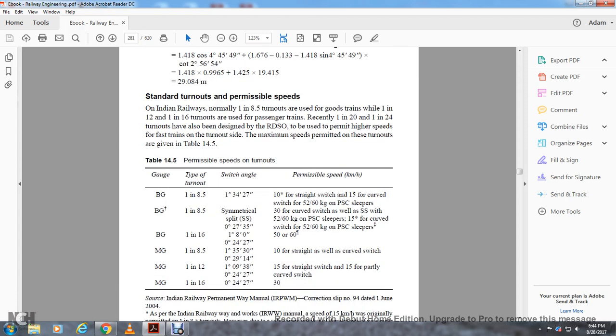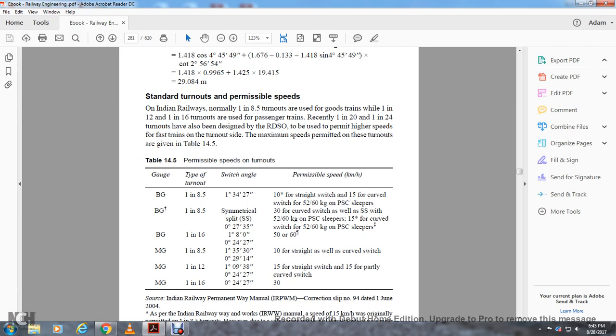On Indian Railways, 1 in 8.5 turnouts are normally used for goods trains, while 1 in 12 and 1 in 16 turnouts are used for passenger trains. Recently, 1 in 20 and 1 in 24 turnouts have been designed by the Research Designs and Standards Organisation to be used for higher speeds for faster trains. Turnouts by maximum speed rate are given in table 14.5.